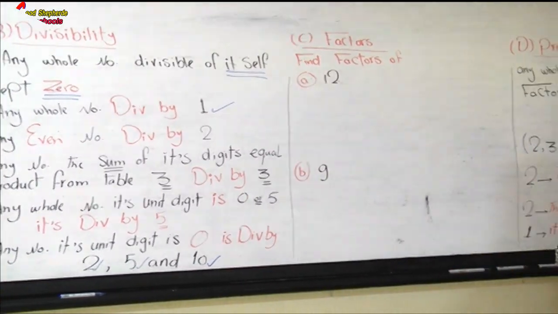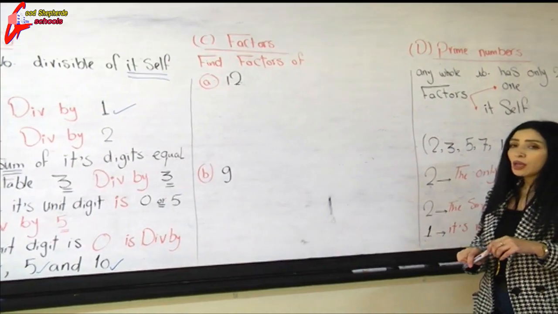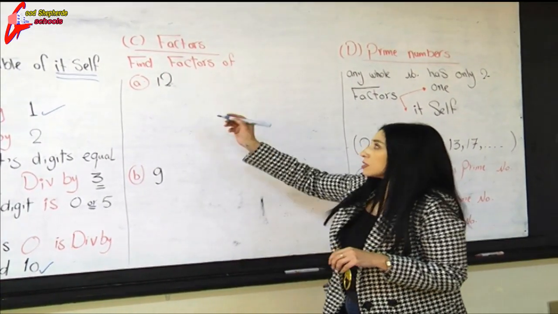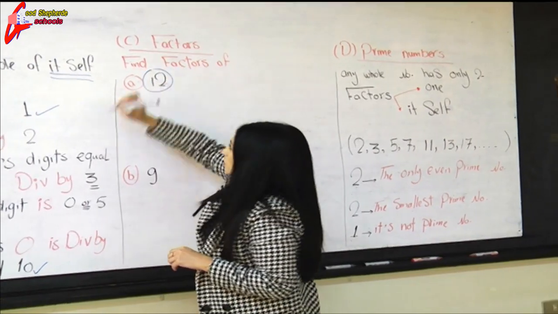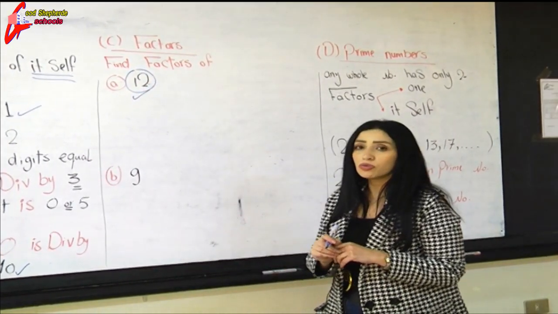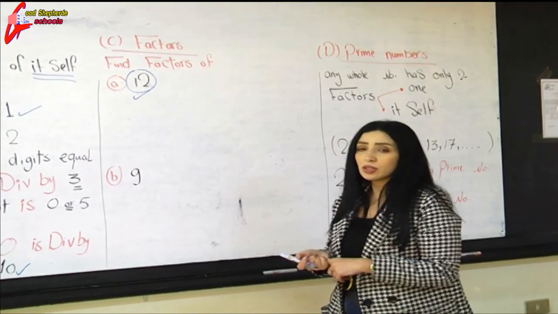Move to the third part, factors. How to find factors of any number. Factors means he will give you a result in the form of a whole number, and he asks you to find the factors of this number.